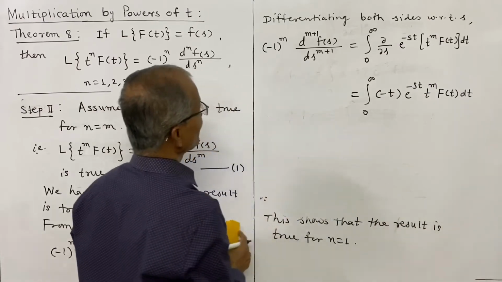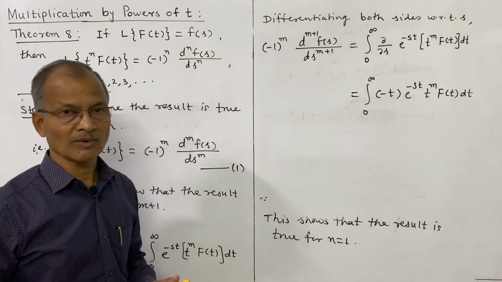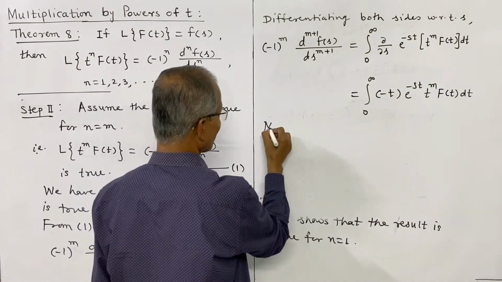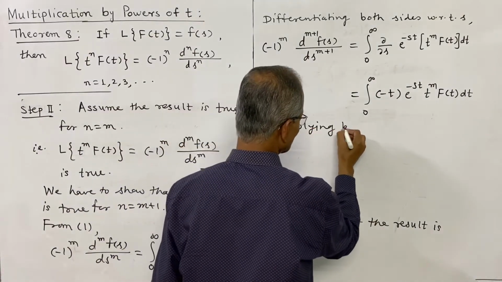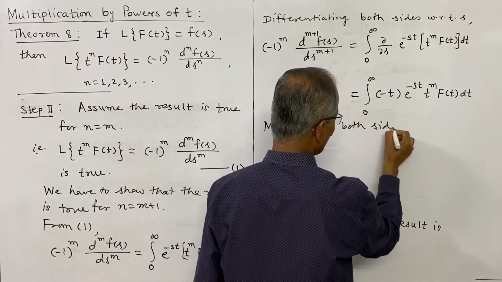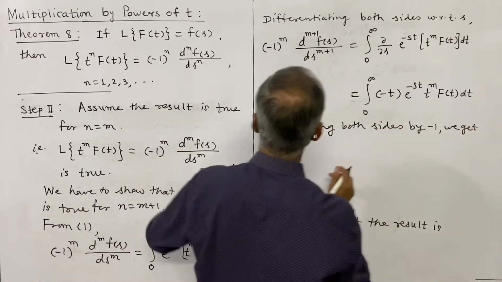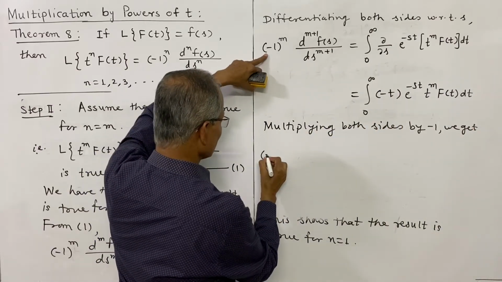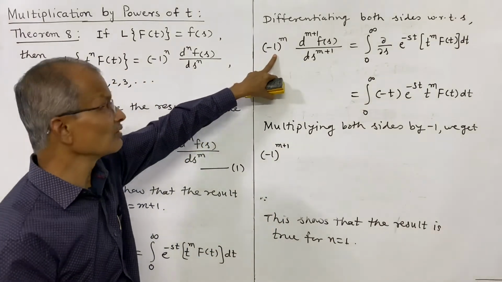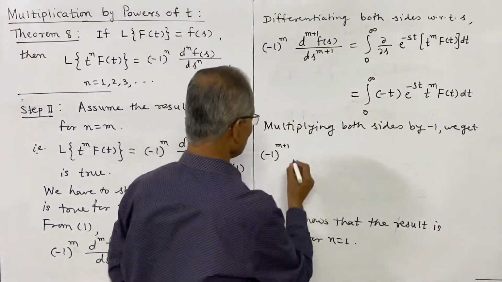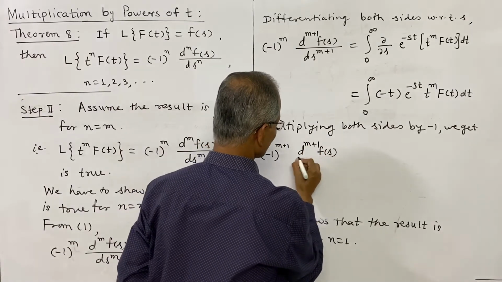now I shall consider multiplication on both sides by minus 1. Multiplying both sides by minus 1, we get. Now what, if you multiply this by minus 1, its power increases by 1. That means the left side term becomes minus 1 to the power m plus 1. No change in this derivative. That is the m plus 1th derivative of f(s) with respect to s.